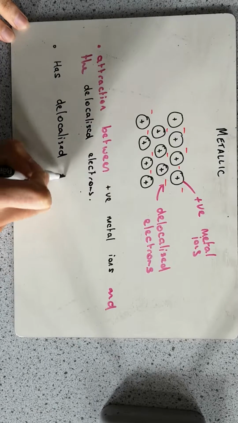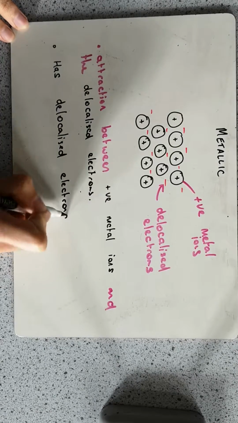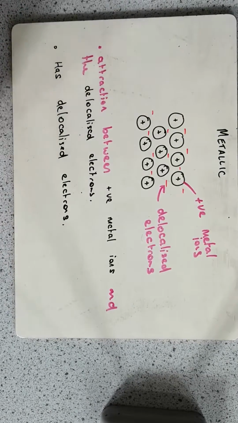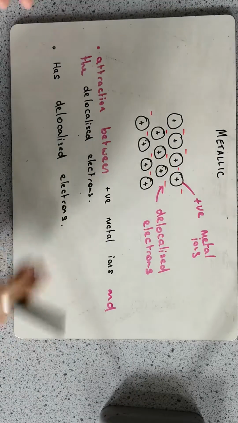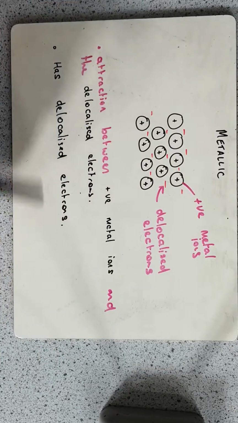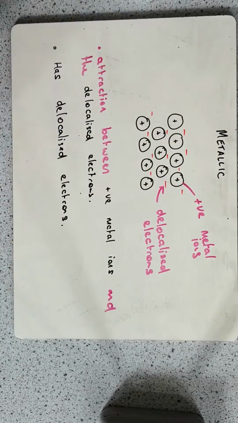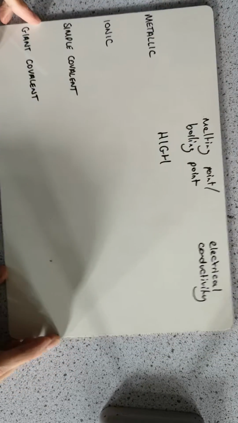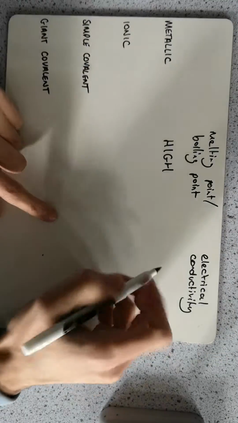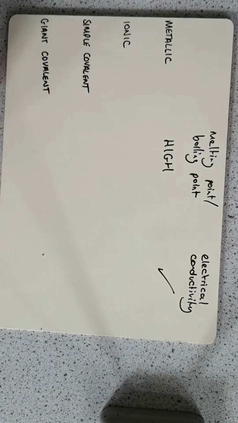And because it has these delocalized electrons, it can therefore carry charge. The electrons can move through, they can carry the charge through any metal. So it won't matter whether it's solid or liquid, it'll have these delocalized electrons, it can conduct electricity. So metals generally have a high melting point and can conduct electricity.